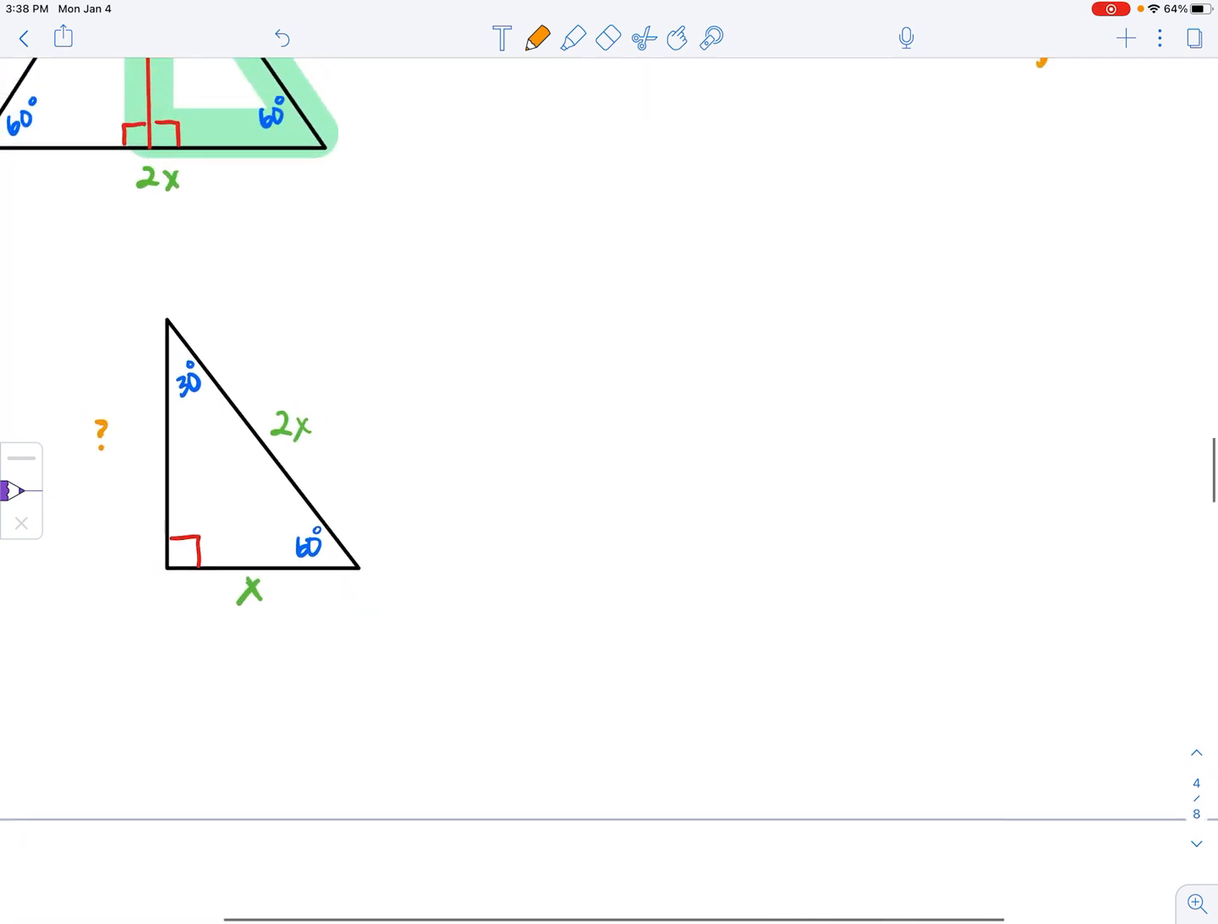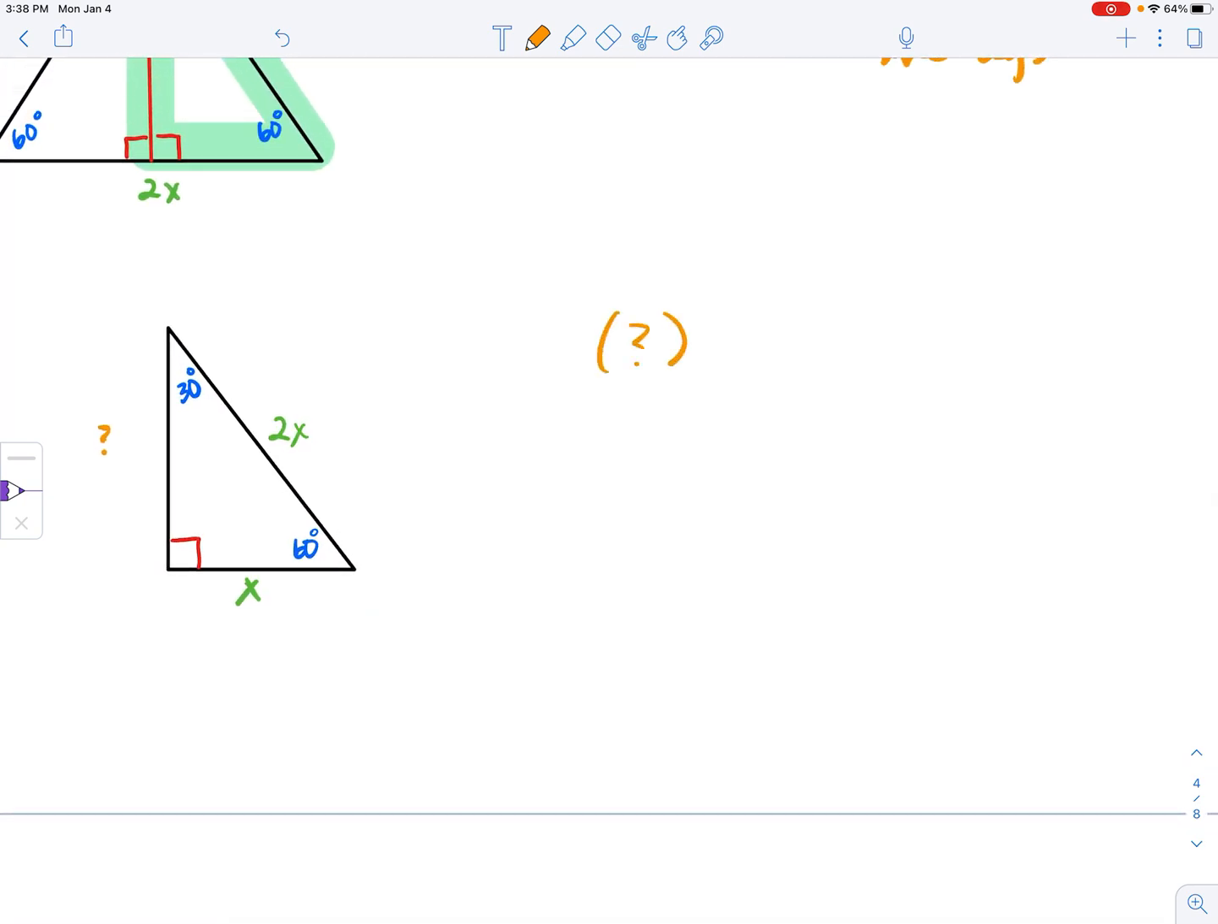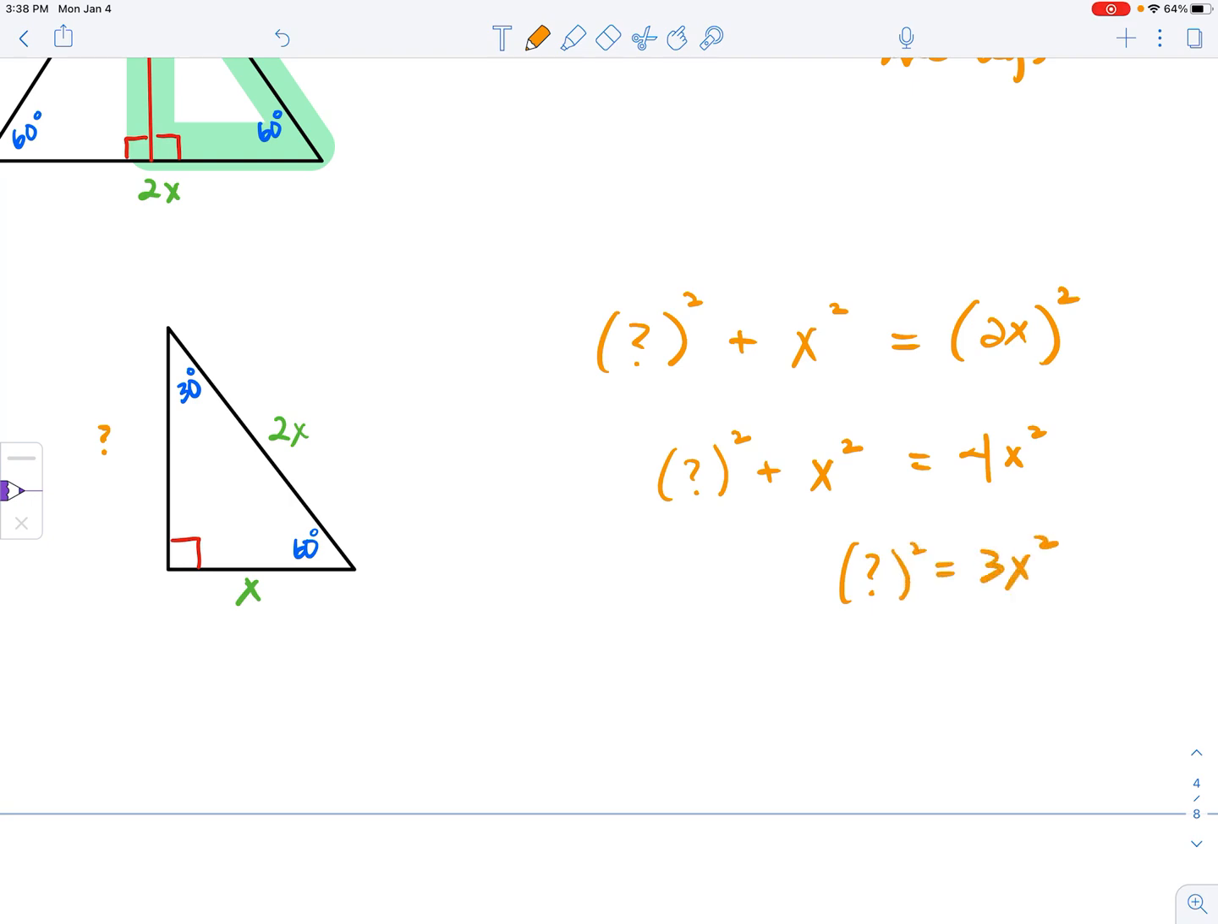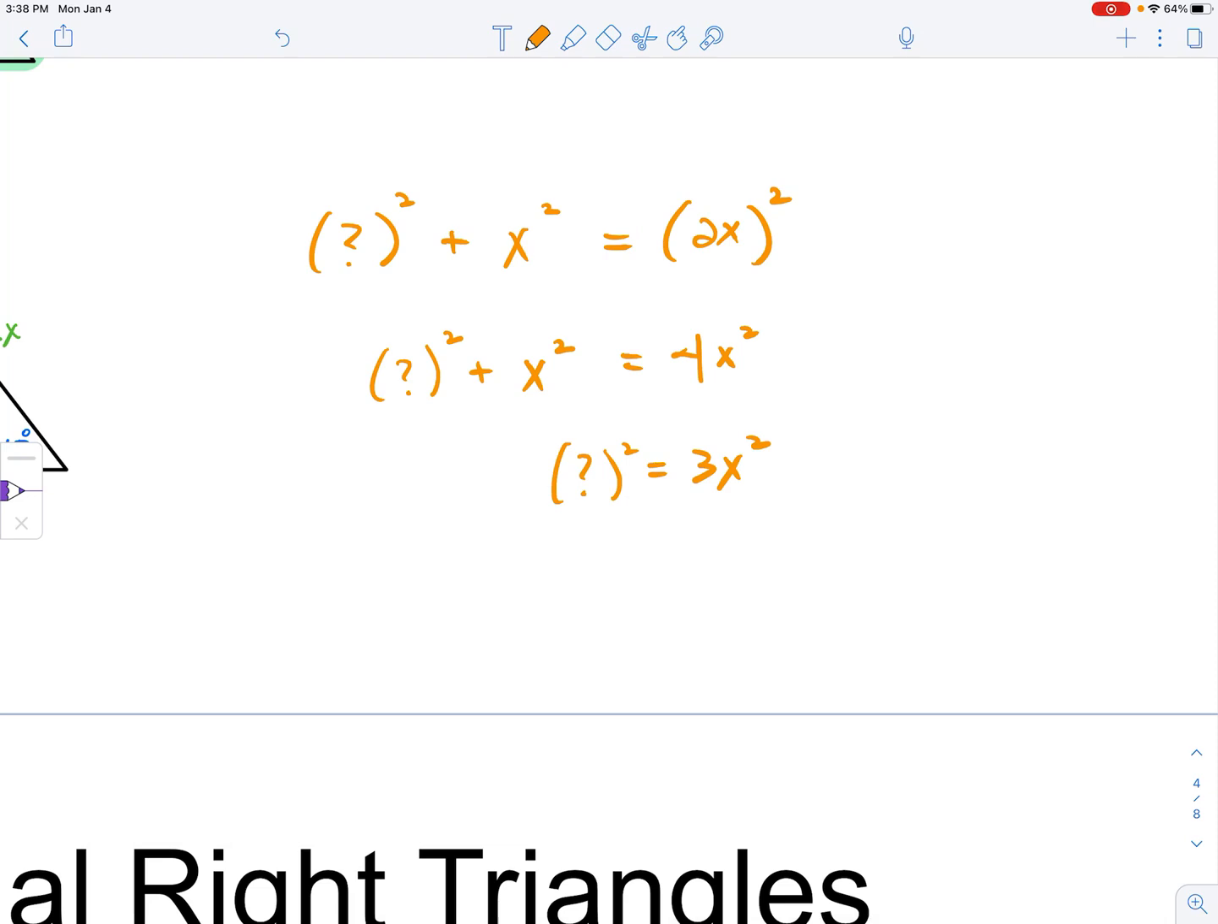So referencing our Pythagorean theorem, in order to figure out what this remaining side is, we would have question mark squared plus x squared equals 2x squared. The right-hand side there would simplify to be 4x squared. Okay, and then remember, we're solving for a side length. So whatever the side is, it's going to be positive. So we would normally want to put plus or minus the square root of 3x squared, but because it's a side length, we only need to worry about the positive value.